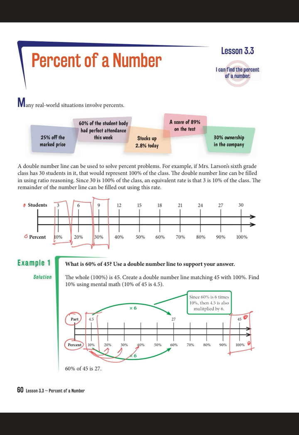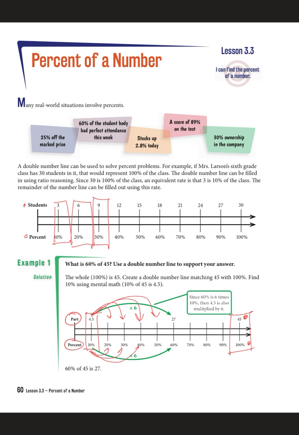And then you do the same thing on the top part of the number line. So 4.5 times 2 would be this number. 4.5 times 3 would be this number. 4.5 times 4 would be this number. 4.5 times 5 would be this number, and so on and so forth. Okay, so that's how you can also set up your numbers and fill out your double number line.